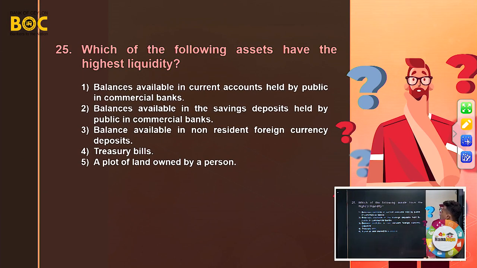Which of the following assets have the highest liquidity? Liquidity refers to the convenience of converting a certain asset into a medium of exchange. So see, balances available in current accounts held by public in commercial banks. We already discussed that a current account is a direct medium of exchange. We can write and issue checks from the balance available in your current accounts and make payments. A medium of exchange, highly liquid.